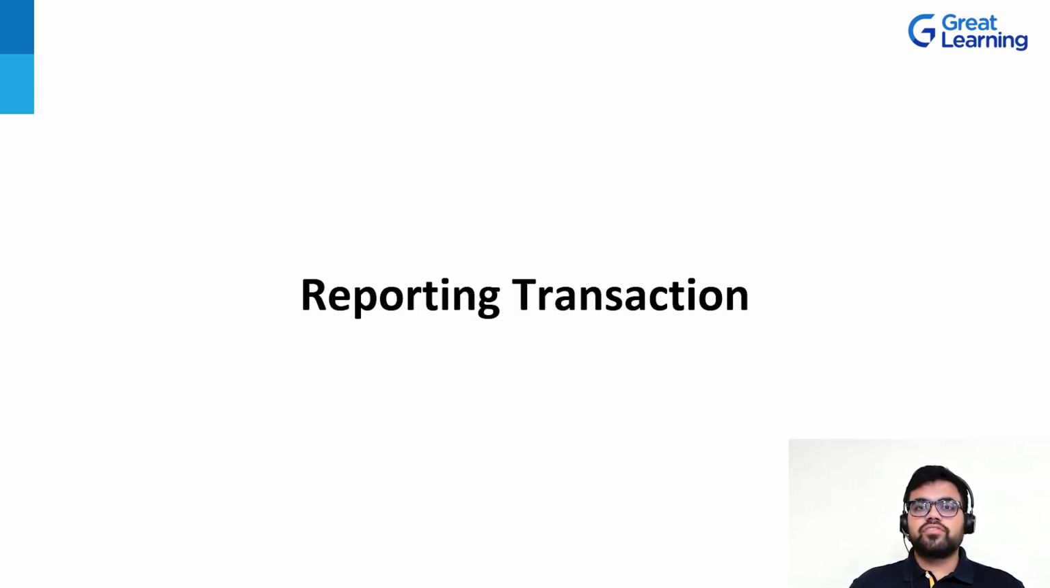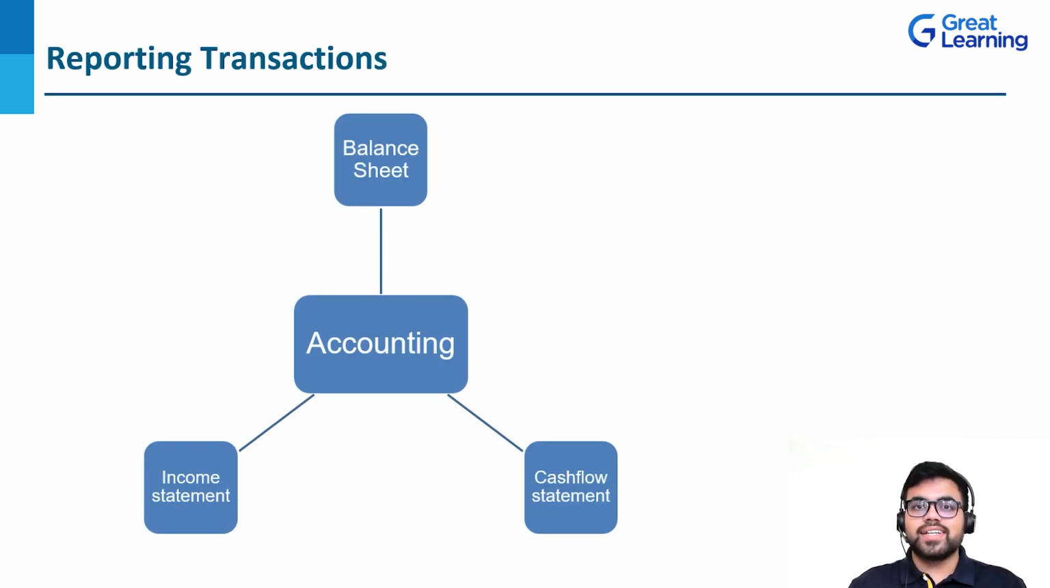So after the bookkeeping phase comes the third element of the accounting process, called reporting transactions. Now, these transactions can be reported by making three financial statements known as the balance sheet, the income statement, and the cash flow statement.